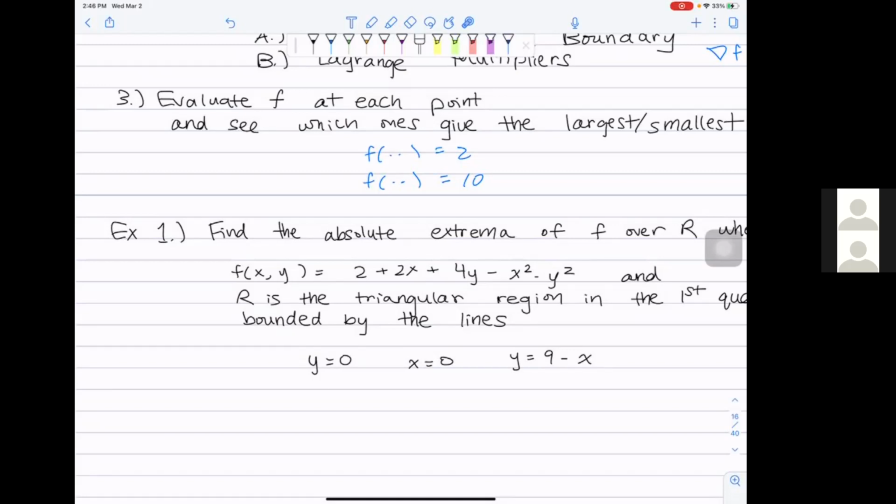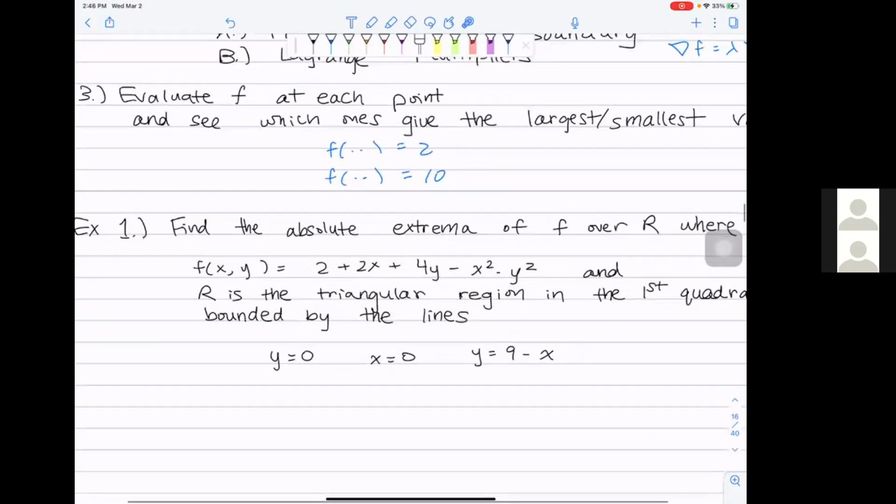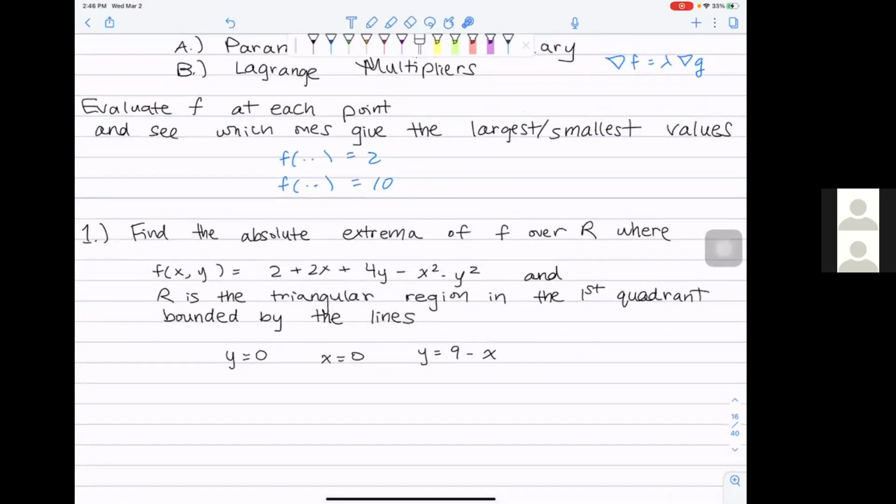And so putting this together in one single equation, we want to evaluate the function with the parameterization. In our function here, x is now t, so we have 2t plus 4, y is now 0, so 0, minus x squared is now t squared, and y is 0. So our new equation is negative t squared plus 2t plus 2. And now it's an equation in terms of one variable, which we know how to do things with.